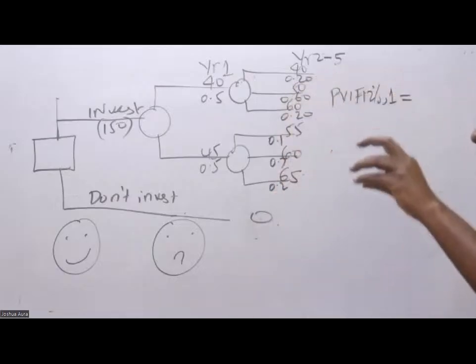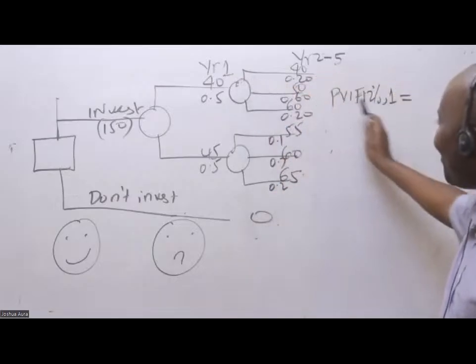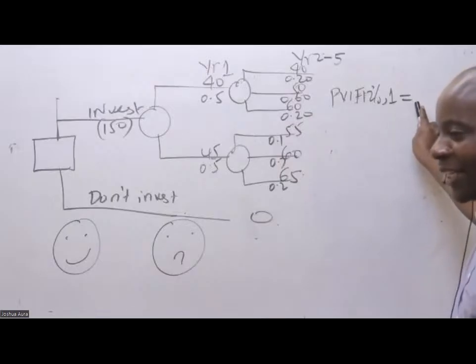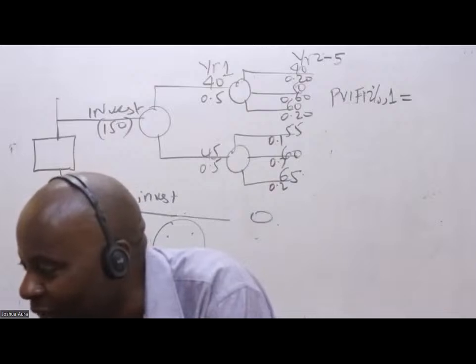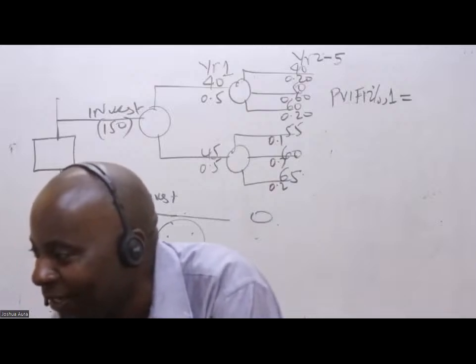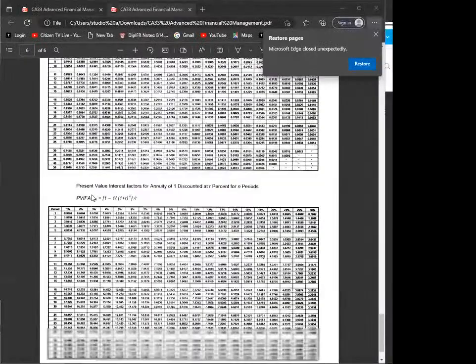So PV at 12% at the end of year 1. What do we have there, somebody? Could you kindly go to your PV tables? Don't use 10%. There are students who are so used to 10%. I've never understood why.